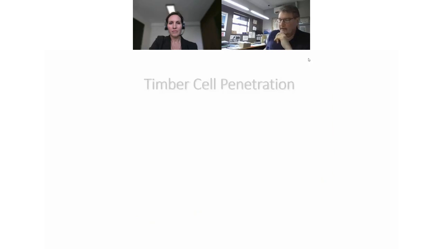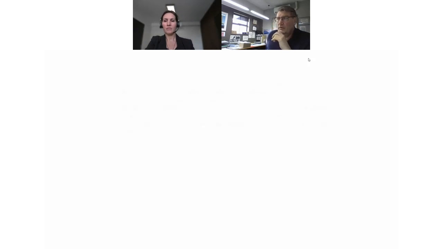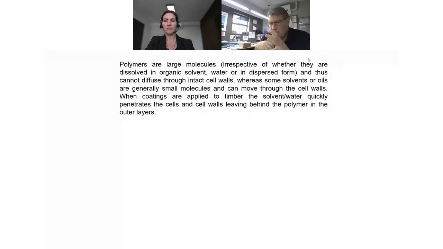And this is something I want to get across because there's a misunderstanding about timber cell penetration when it comes to oils and stains, all right? So whether it's a stain or a paint or whatever, we're just going to call it polymer. And polymers are very large molecules, and they don't diffuse through cell walls very well.